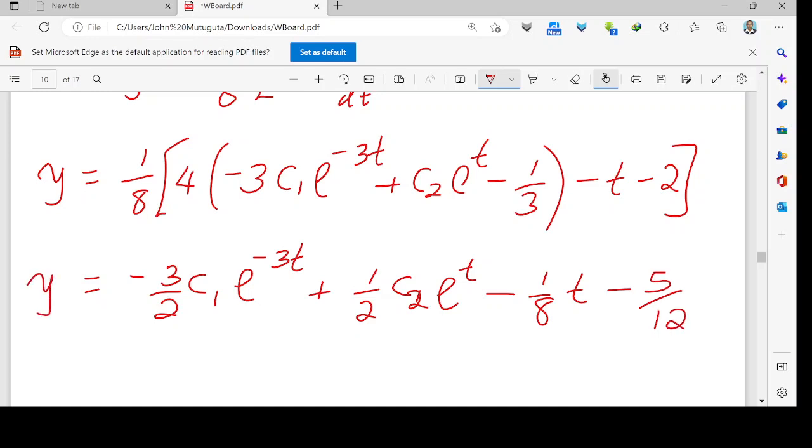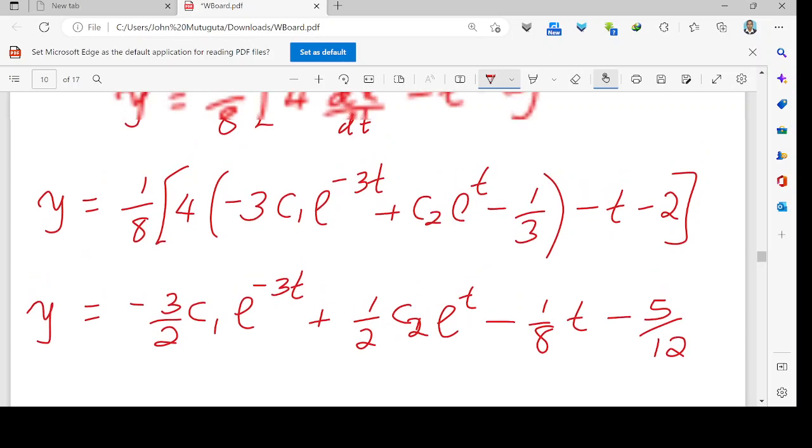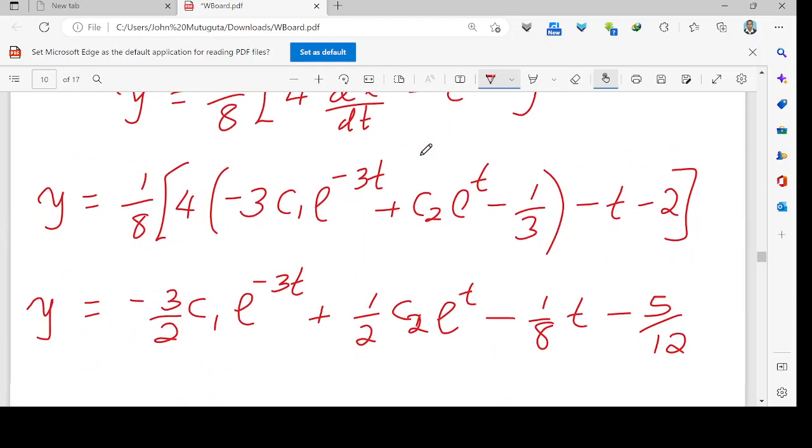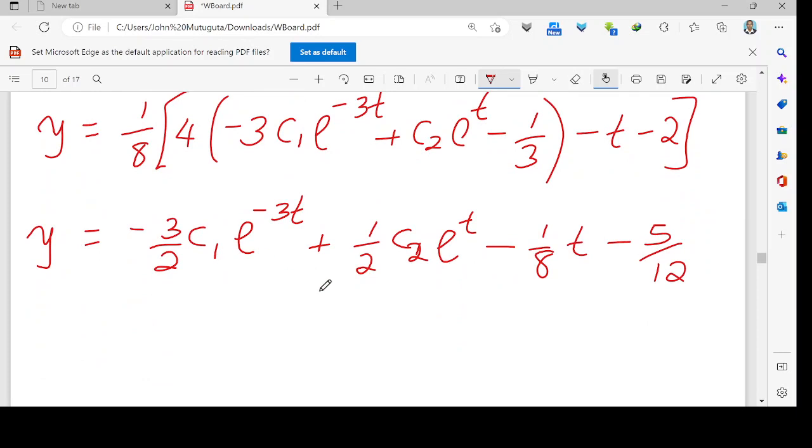This is y. So we can now write the solution of the system. We have x, which is this function here, and then y, which is this other function, giving us the solution of the system. So basically, when you have a system with two equations, you can write them in the operator form, use the elimination method, solve for one of the functions first, and then substitute back to get the second function. Thank you for listening to this.